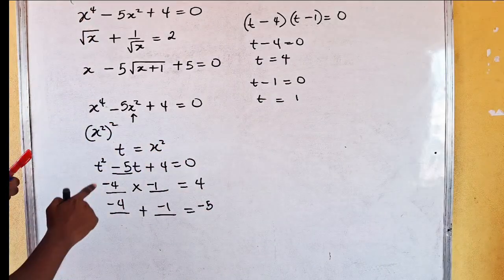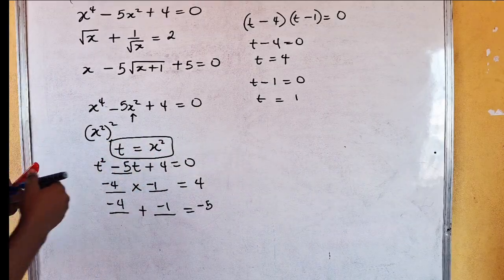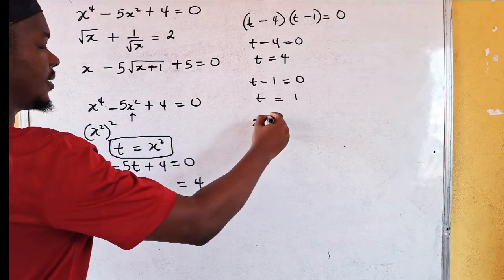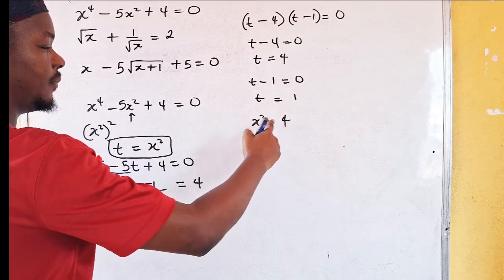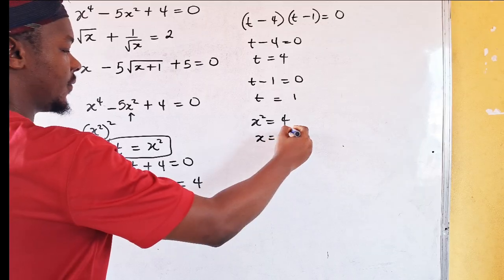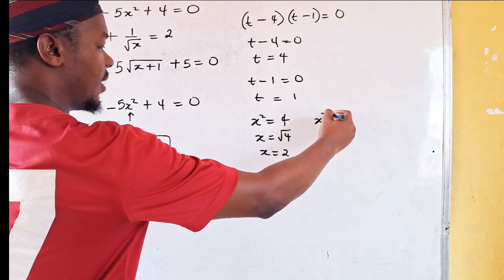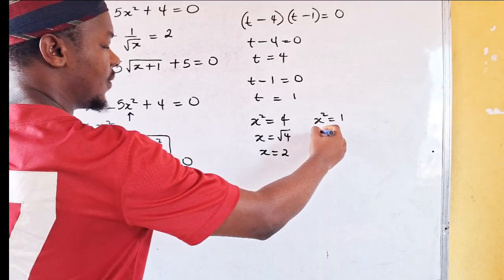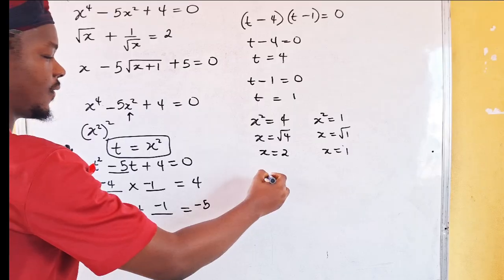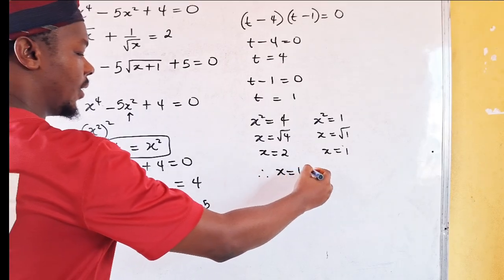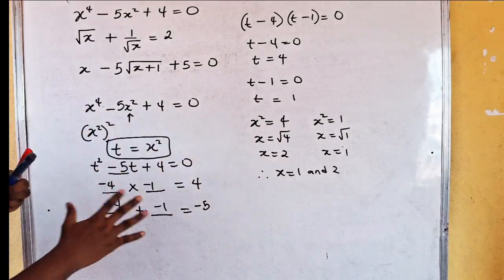Now don't forget, you said that t is x squared here. So it means that x squared is whatever t is, which is 4. So here you find the root of both sides. X equals the square root of 4. X will be 2. Again, x squared is 1. So x will be the square root of 1. The square root of 1 is 1. Therefore, your values for x are 1 and 2. Very simple. We solve this easily.